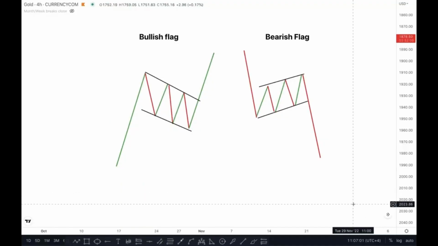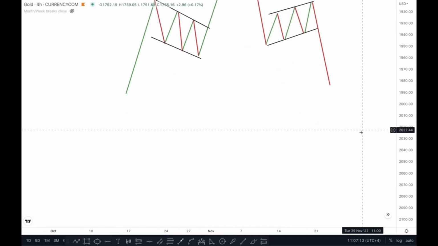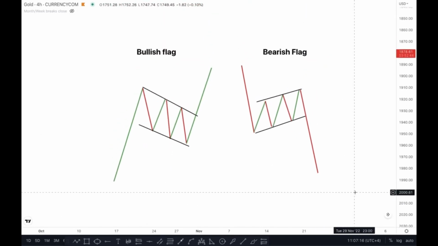So before I break down the trade that I took, I just want to show you the pattern that I saw in the market before taking this trade. This pattern is called the flag pattern. So what is the flag pattern? The flag pattern is just a continuation pattern that, when seen in the market, indicates that the trend is just going to continue in the same direction, right?